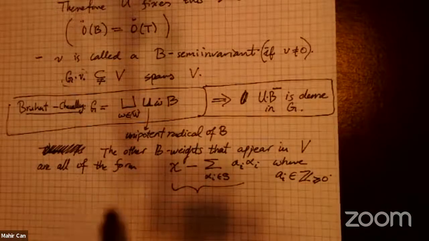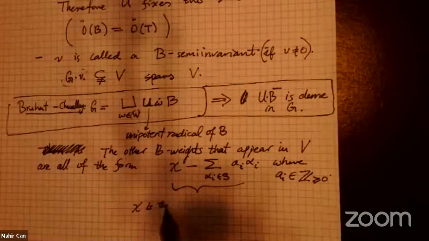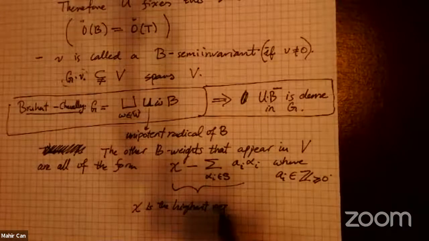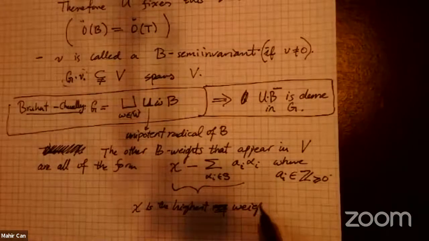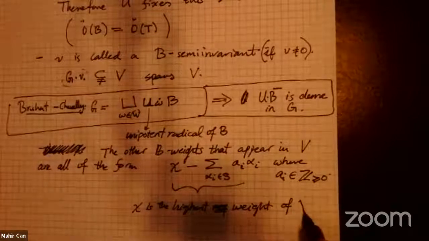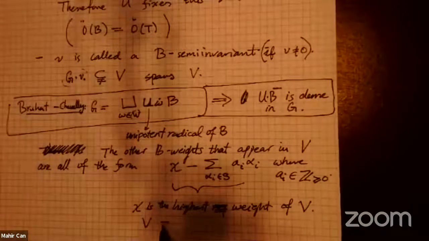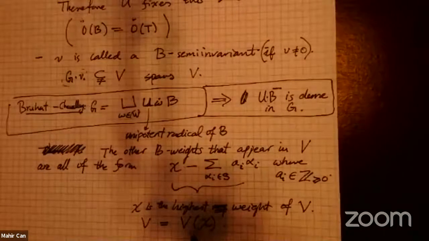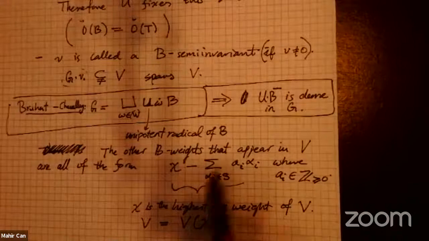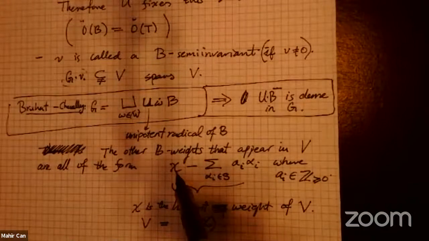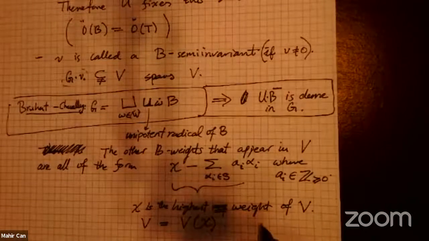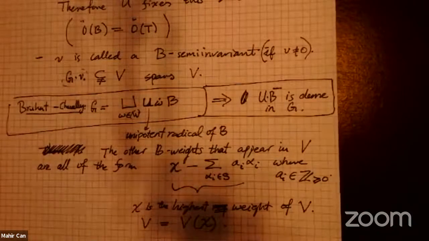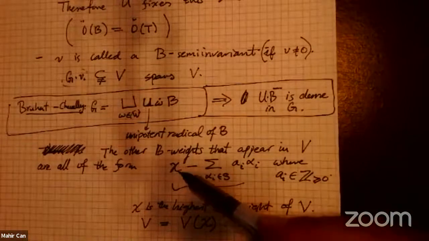So chi is the highest weight of V. Because of this, we can denote V by V chi. And there is another reason that we can do it this way. All the other weights are going to be strictly less than chi. And if we look at this chi in the fundamental chamber, this is a dominant weight.